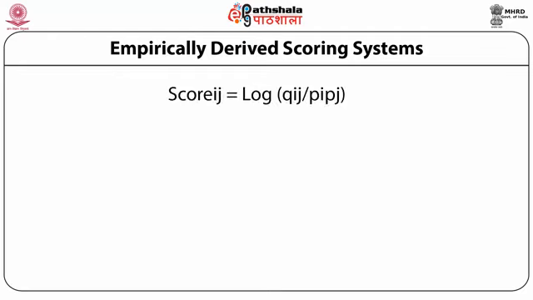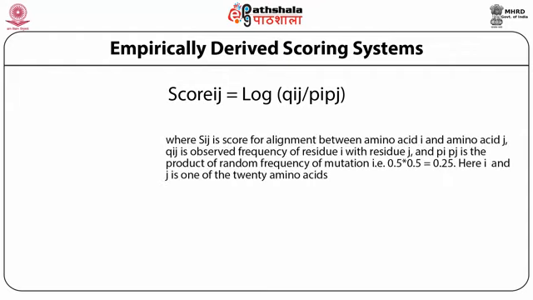The alignment score for each of the possible combinations of amino acids is equal to the log of the ratio of the observed frequency of residues represented by Qij to the random frequency of mutations represented by the product of Pi and Pj. The log to the base 10 is taken for developing a PAM matrix and log to the base 2 is taken for developing a BLOSUM matrix.